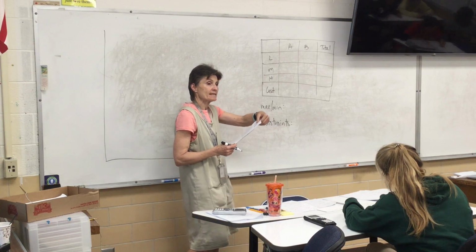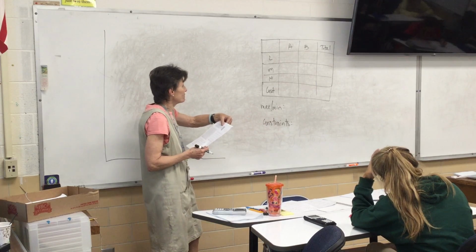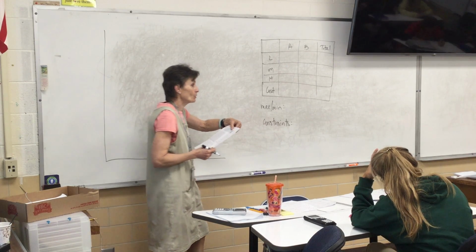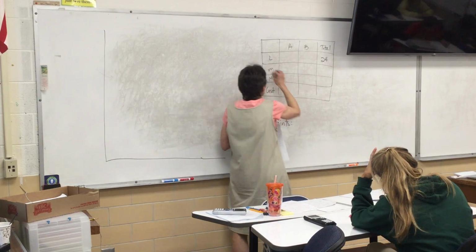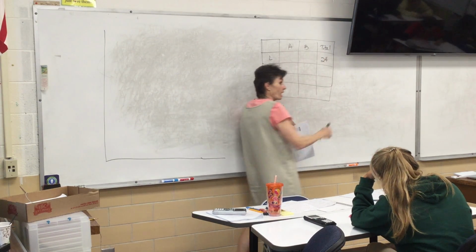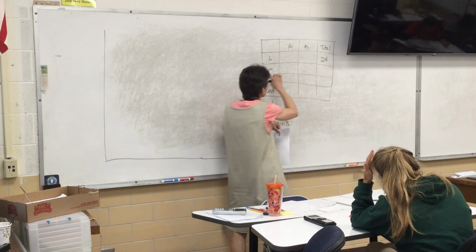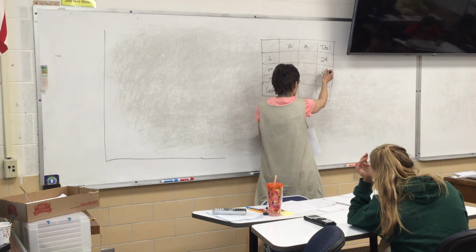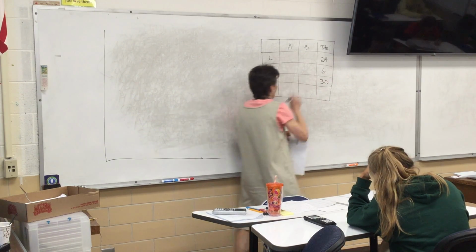The first number I see as I read the problem is 24. Where does the 24 go? Total, low. So row low, column total. This is like a matrix. And where does the 6 go? Total medium. And then the 30 goes total high.